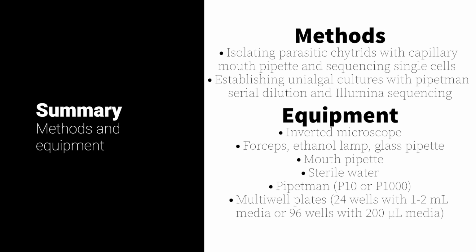In summary, we discussed methods of isolating single cells infected with chytrids using a mouth capillary pipette method and serial dilution, the establishment of a dual host parasite culture, and sequencing single cells and host parasite communities.